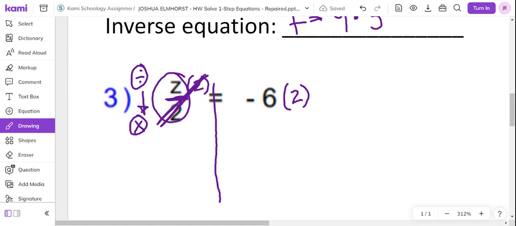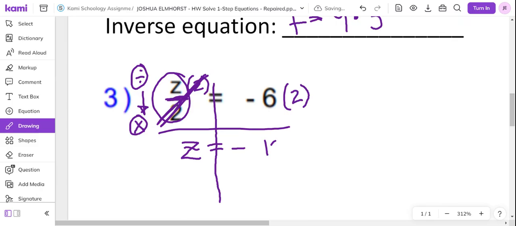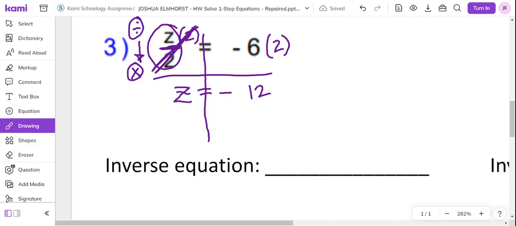So times 2 divided by 2, now we have, after one step solving, z, the unknown, z is equal to 6 times 2, which is 12, and a negative times a number is going to stay negative. So what did we do to solve? Z was equal to -6 times 2.